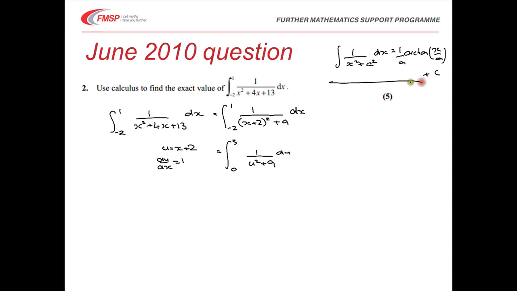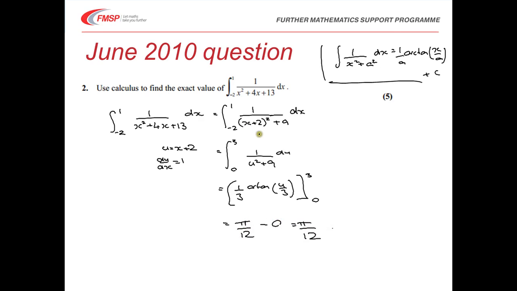Now I can use this standard result to say that this is 1 over 3 arctan of u over 3 evaluated between 0 and 3. If I put u equals 3, I've got a third of arctan of 1. Arctan of 1 is pi over 4, and a third of that is pi over 12. If I put in 0, I get 0, so we get pi over 12 minus 0, which is pi over 12.